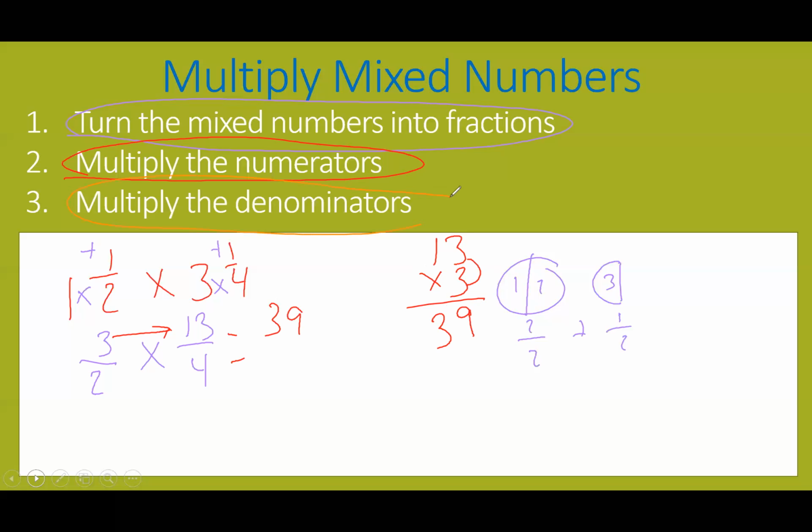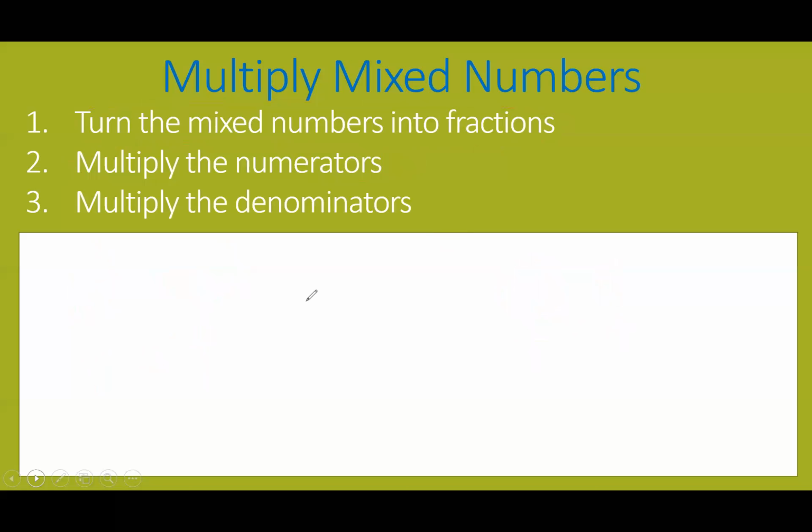Step 3, multiply the denominators. Well, 2 times 4 is 8. There's my answer. 39/8 is my answer. And I don't need to reduce today. I'll reduce on Wednesday. Okay, here's a problem for you.